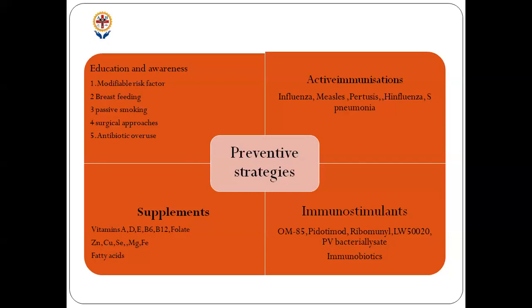So this is a table showing the preventive strategies we can make. We already discussed immunization, and this is the role of supplements. There are many studies suggesting that vitamin D and zinc can prevent recurrent respiratory tract infections. There is a proven role of vitamin D, zinc. Similarly, vitamin A, E, B complex vitamins, magnesium are also recommended in preventive strategies.